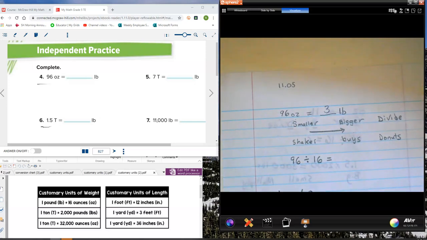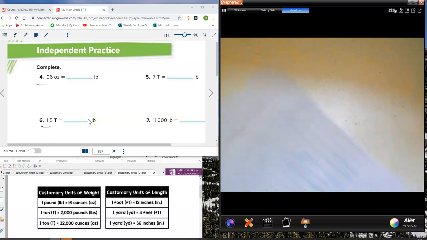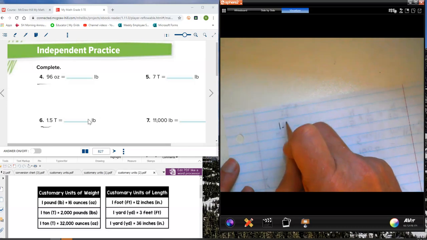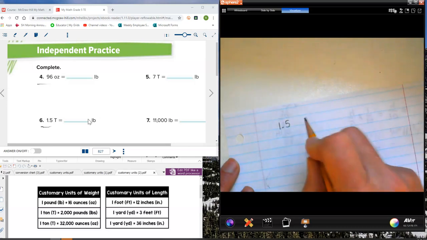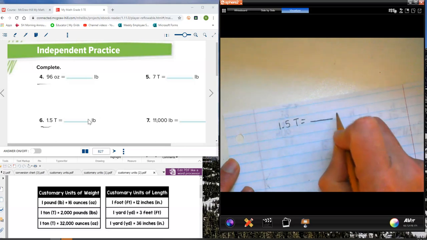The next thing I'm going to do is move on down to another problem, which is number 6. And number 6 says 1.5 tons equals blank pounds. I'm going to turn this paper so I have a little bit more space, so it's a little bit easier for you to see everything. So I'm going to write down here my 1 5/10 tons equals blank pounds.